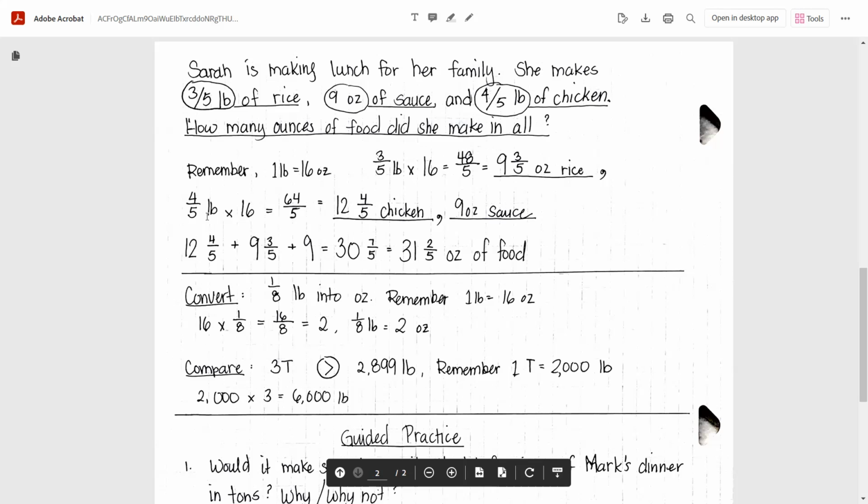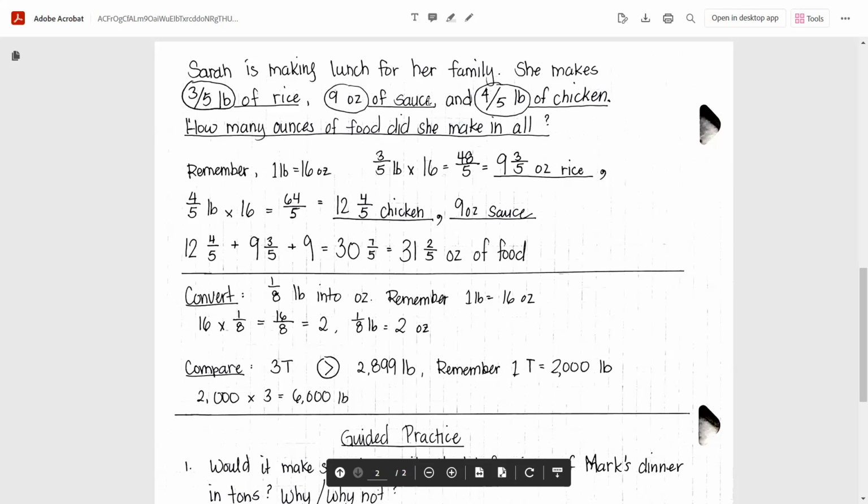For the 4/5 pound of chicken, I'm going to do 4/5 times 16. 4 times 16 is 64 fifths. So 64 fifths, I need to convert that again into a mixed number. 5 goes into 64 12 times. So I'll have 12 and then 4/5 remaining. And then I have the 9 ounces of sauce that was already written in ounces.